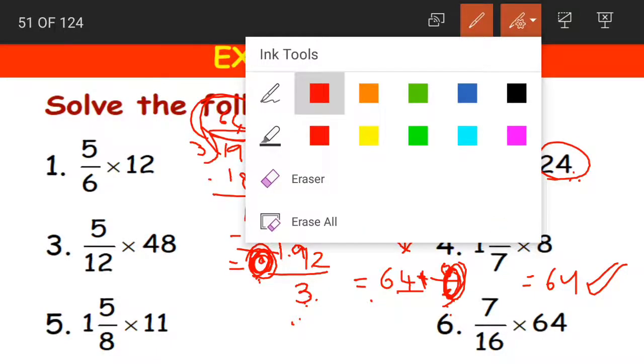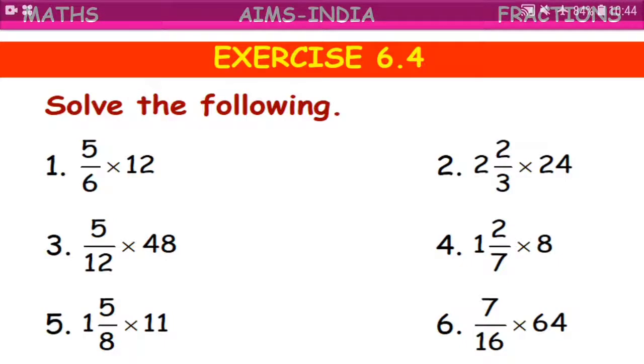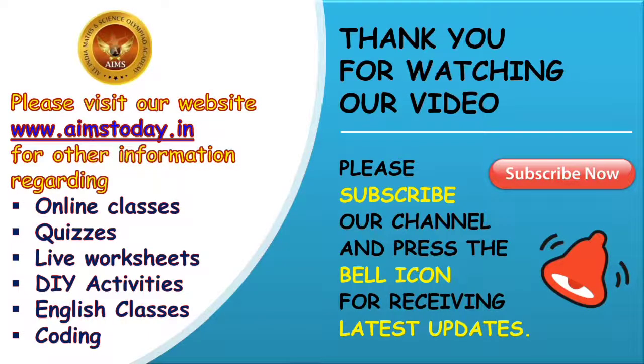Yes, understood? What was this? Multiplication of a fraction by a whole number. Clear, children? Multiplication is the easiest. We need not even find LCM. We did not check whether they are like fractions or unlike fractions. We can simply go for multiplying.